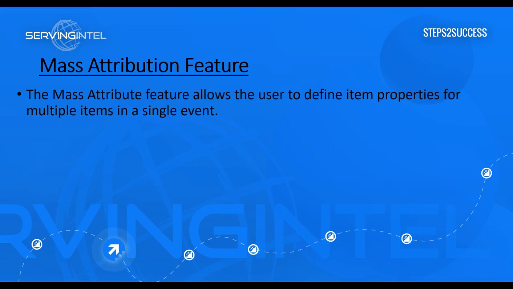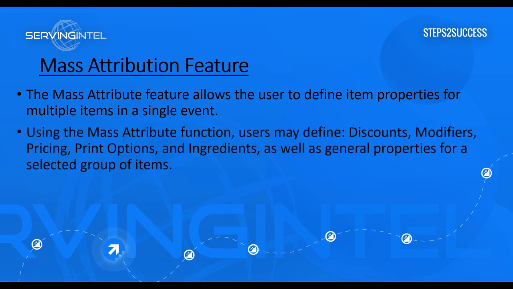The mass attribution feature allows the user to define item properties for multiple items in a single event. Using the mass attribute function, users may define discounts, modifiers, pricing, print option, and ingredients, as well as general properties for a selected group of items.